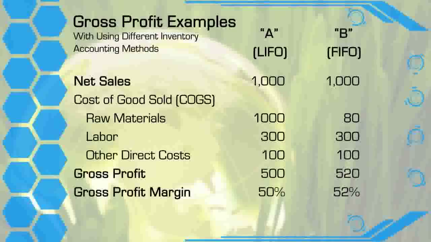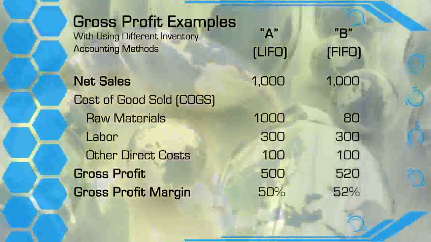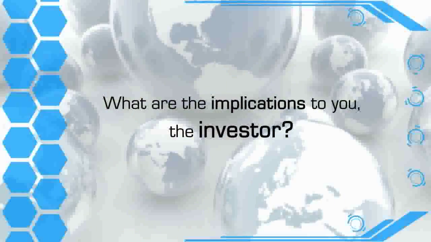Thus, FIFO will transfer value from the inventory account on the balance sheet to the cost of goods sold on the income statement based on the prices paid for the oldest inventory first. What are the implications to you, the investor?